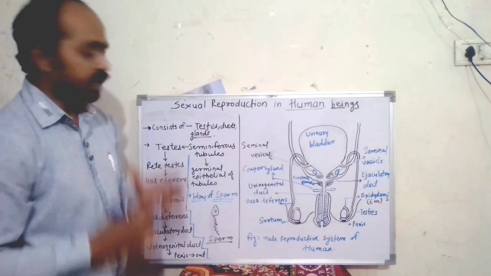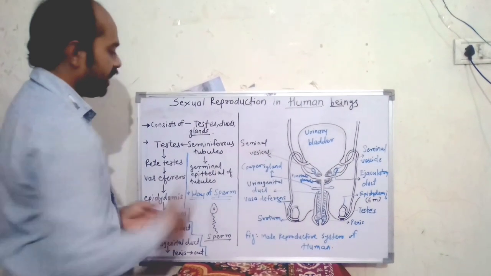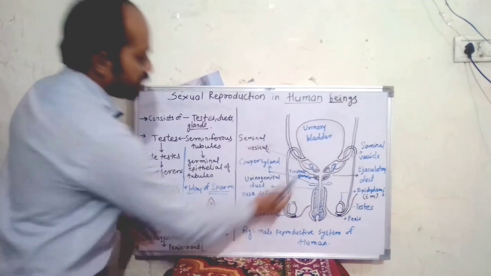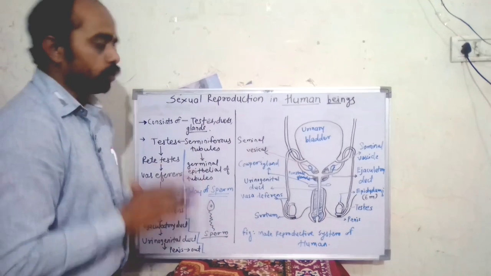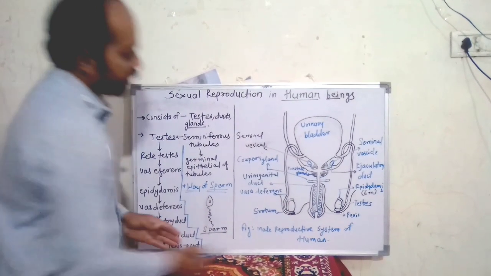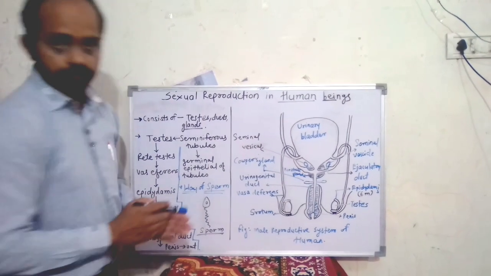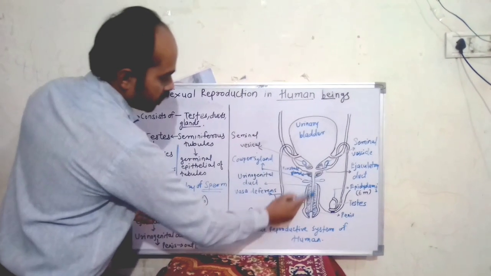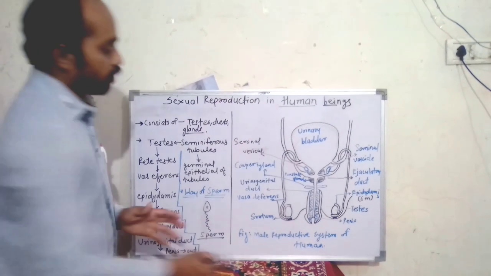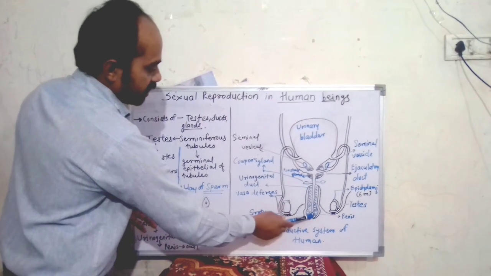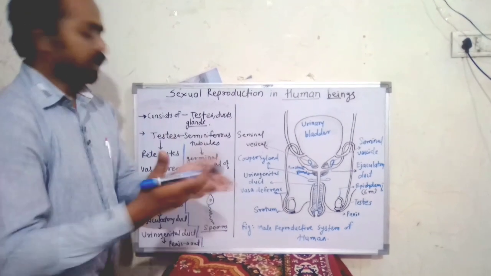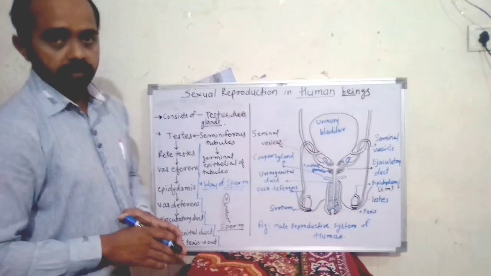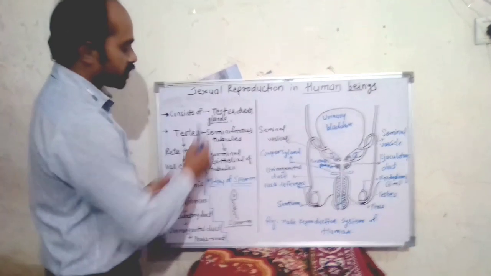From the vasa deferentia these sperms enter into the ejaculatory duct, and from the ejaculatory duct these sperms enter into the urinogenital duct, and from the urinogenital duct they come into the penis and outside the body. That means during reproduction, during coitus, into the vagina of the female. So this is all the way of the sperms.